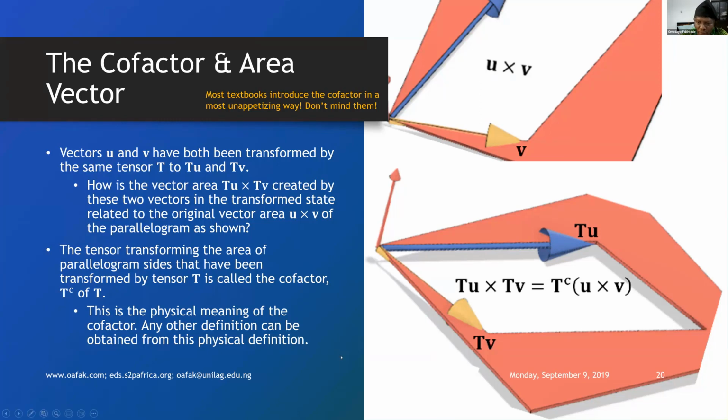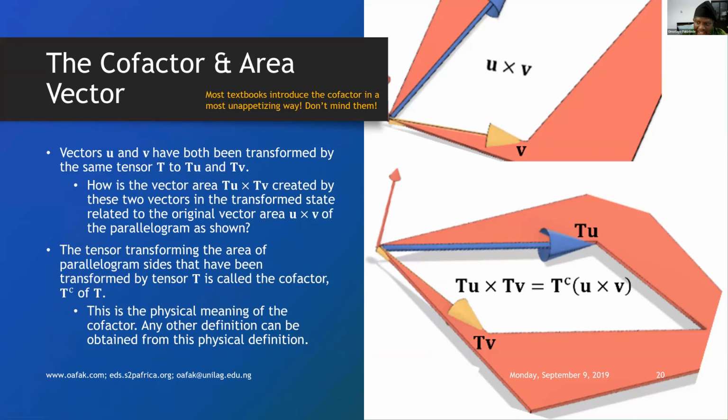So if you want to know anything about the cofactor, it is this equation that defines the cofactor. That is, TU cross TV is equal to TC operating on U cross V. So TC is what transforms the area U cross V. So every area is transformed by the cofactor. Before the end of today's class, we will also see what transforms volumes.